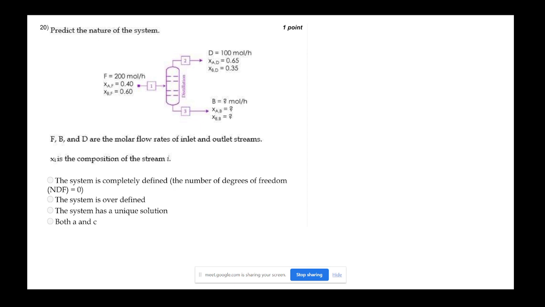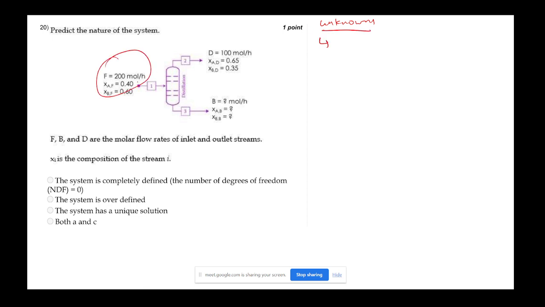Then predict the nature of the system. F, D, B are the molar flow rates of inlet and outlet streams. X_i is the composition. You need to find out whether the system is completely defined, over-defined, or has a unique solution. So basically, you need to find out the degrees of freedom. Okay, so let's first write out the unknowns.